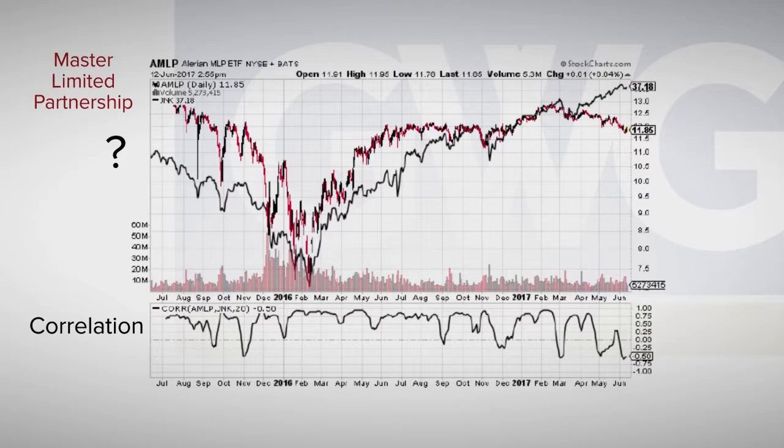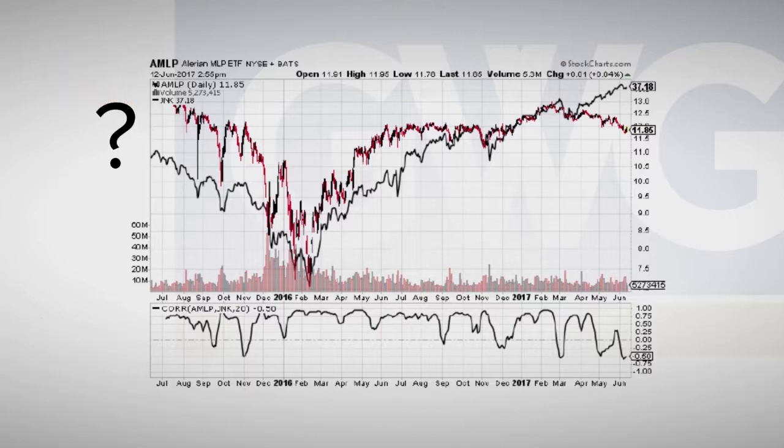And what you'll notice right away is that this one has shown a fair amount of correlation over the past couple of years, although it's been changing, and most recently changed quite a bit. So let's take this first one and see if you could guess what the MLP index might be correlated to. Would it be, say, the stock market? Could it be the bond market? Could it be the price of oil, perhaps?